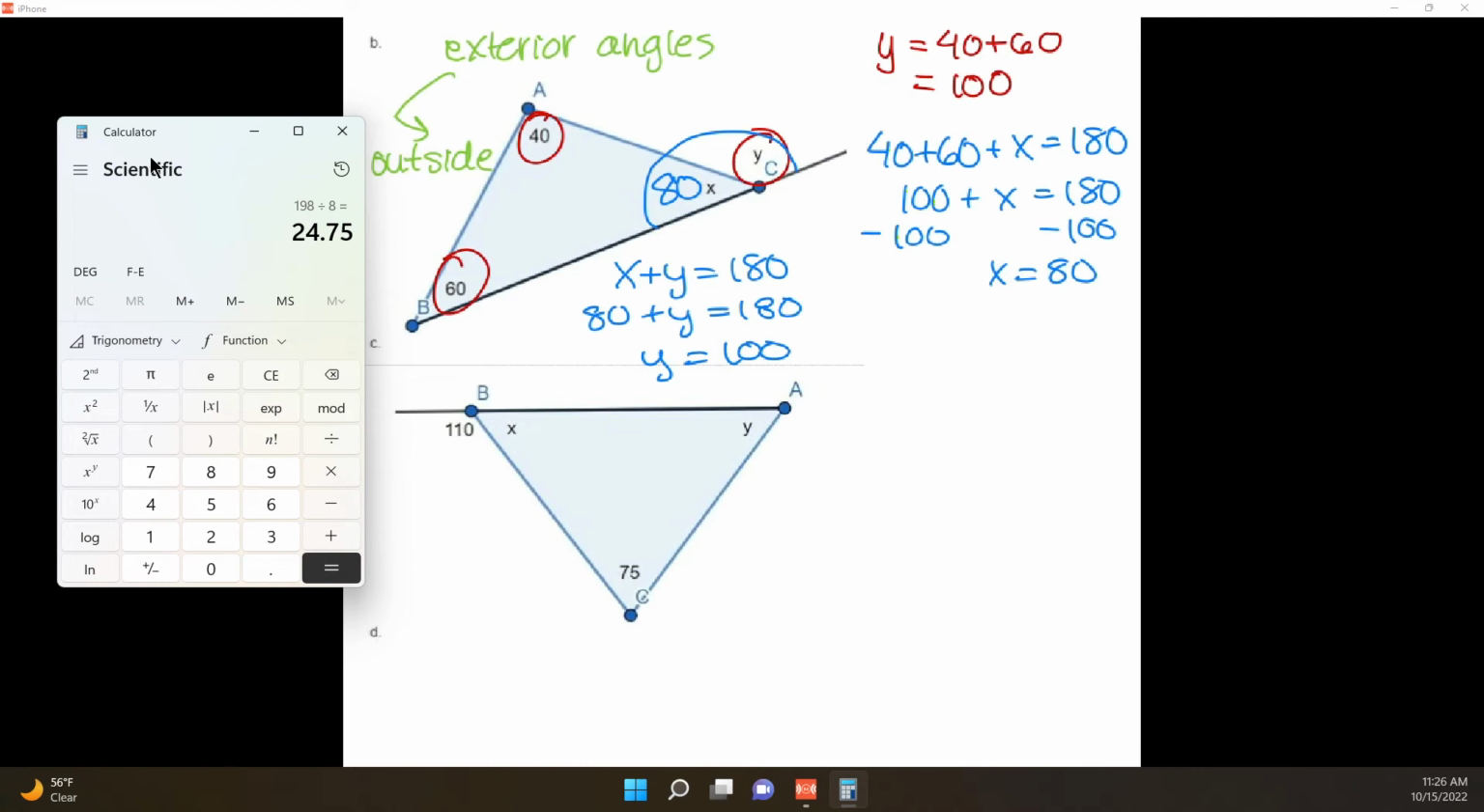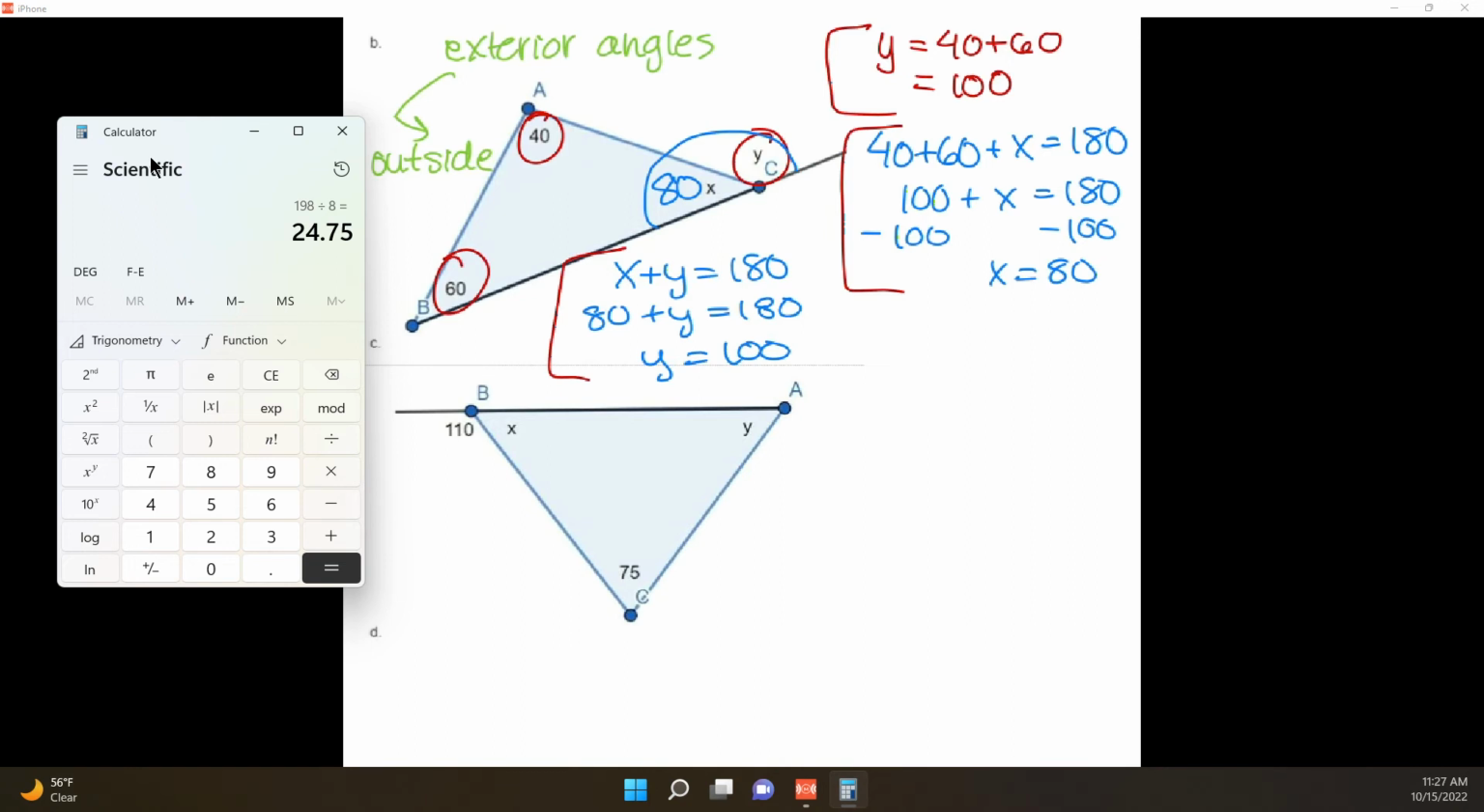So you can either use the exterior angles theorem right here, or you could just use your knowledge about interior angles of a triangle to figure out what the x value is, and then use your knowledge of the supplementary angles, the straight line angles making 180 degrees. So again, multiple ways to go on this one.